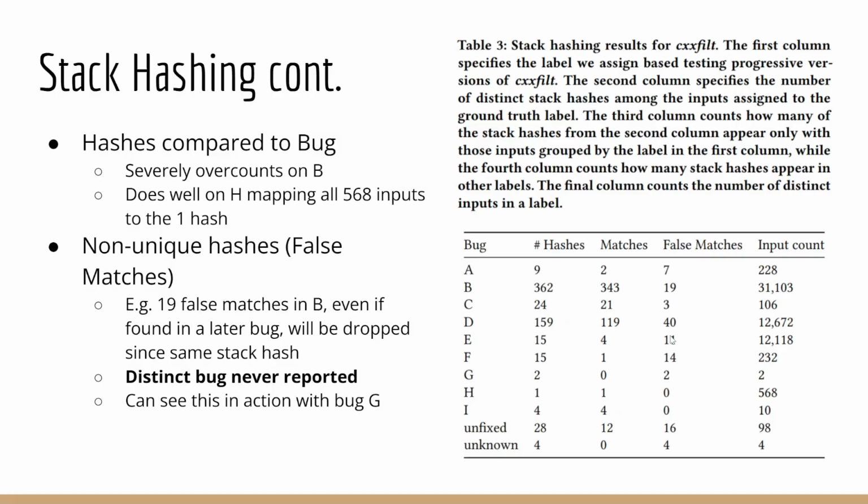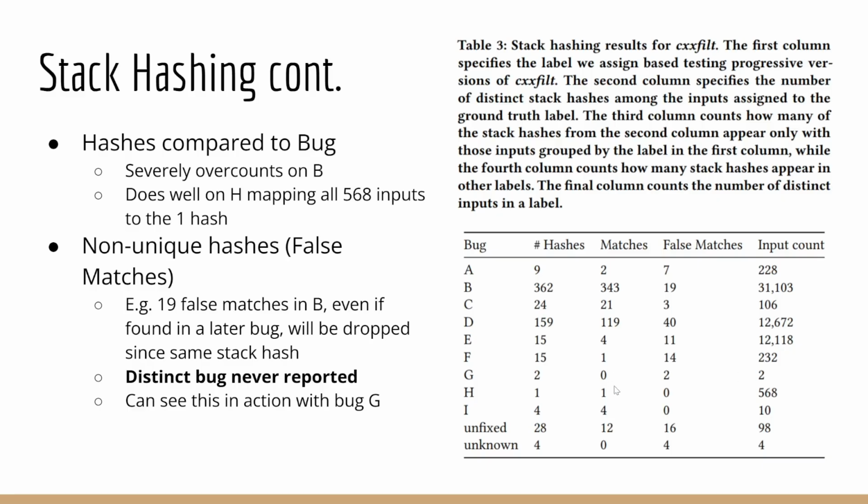So continuing on stack hashing, here's an example table of a fuzzer run where they know of bug A, bug B, bug C, bug D, and these are the number of hashes associated with each bug. So this would be 9 hashes they found for bug A, 362 for bug B. It's a drastic overcounting.